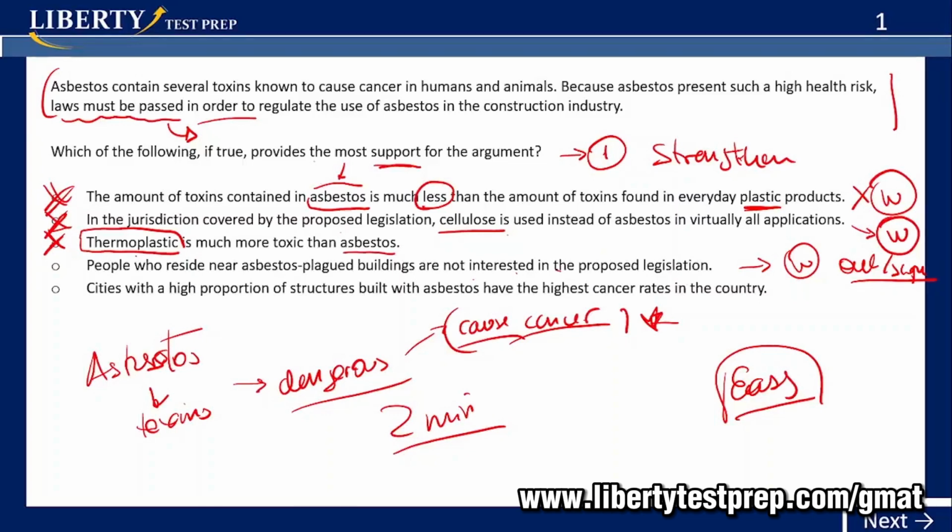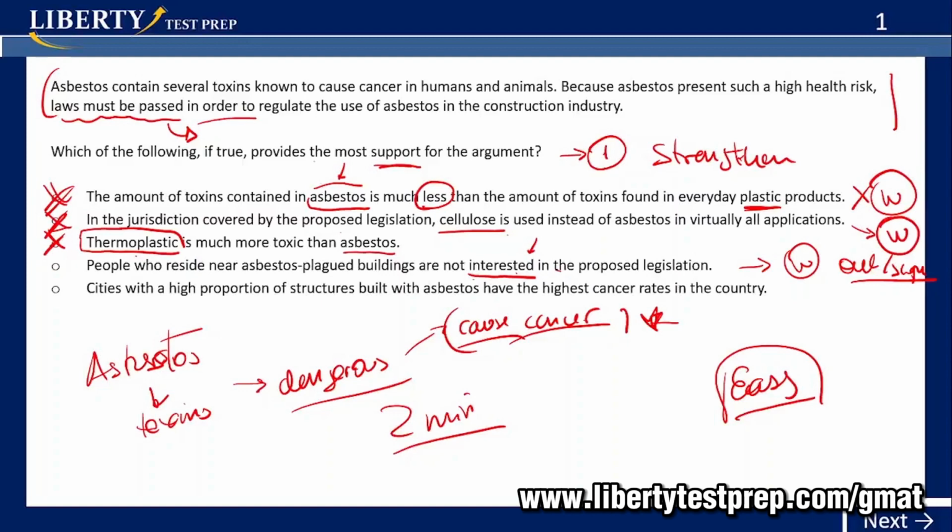Because basically we don't care if people are interested or not. When you pass laws, it's not only for the interest of the residents, right? But also because even if we assume that in order to pass the law, it is important for the people to be interested in the law, that doesn't help the law, right? Because if people are not interested, they are not likely to accept the laws that are going to be imposed.